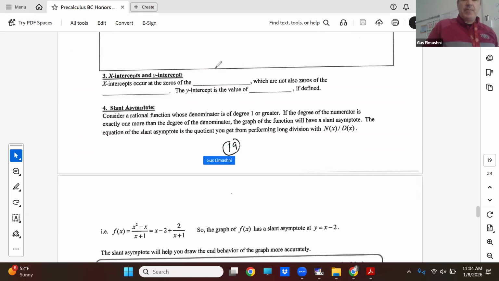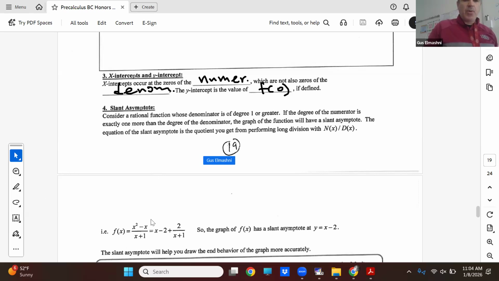X-intercepts obviously occur at the zeros of the numerator, and they're not zeros of the denominator, because otherwise that'd be a hole. The y-intercept is the value of f of 0. You know this. The slant asymptote: consider rational functions where the numerator is of degree 1 or greater. If the degree of the numerator is exactly 1 more, it has a slant asymptote. So this is a great example, right?